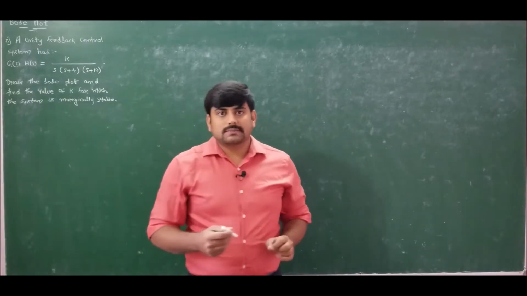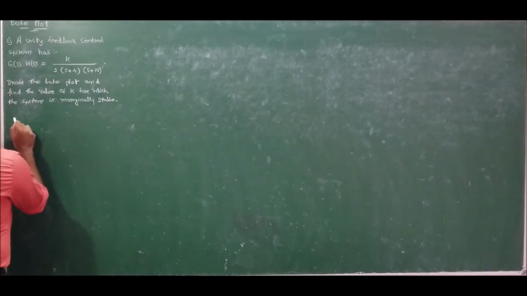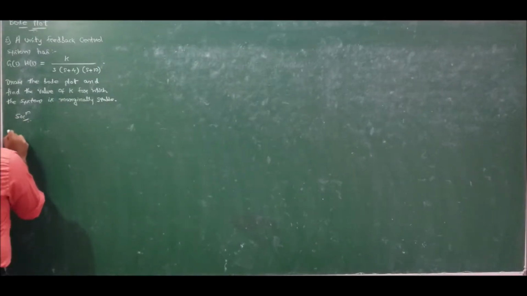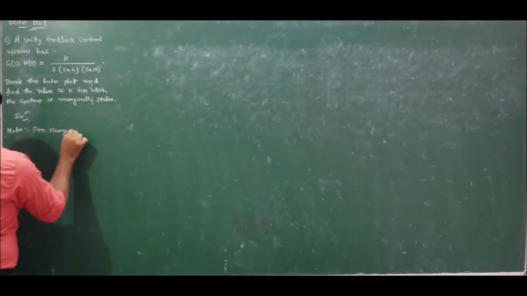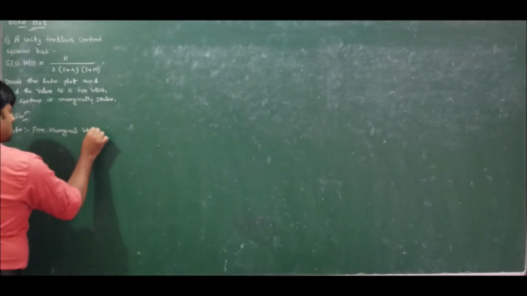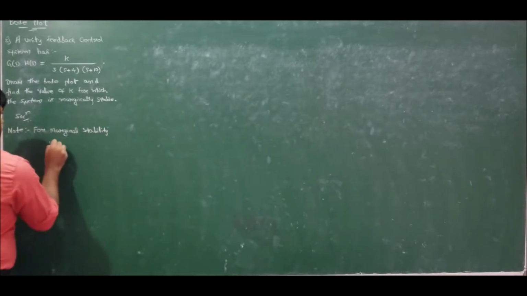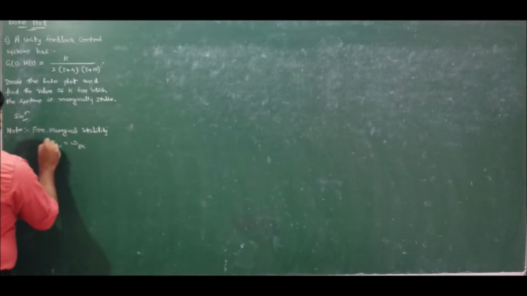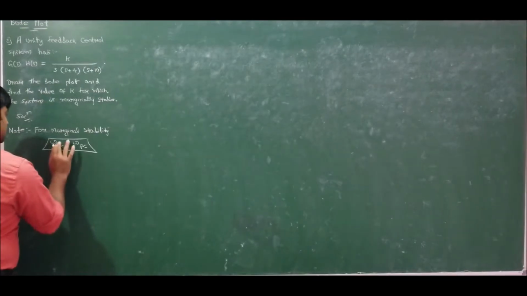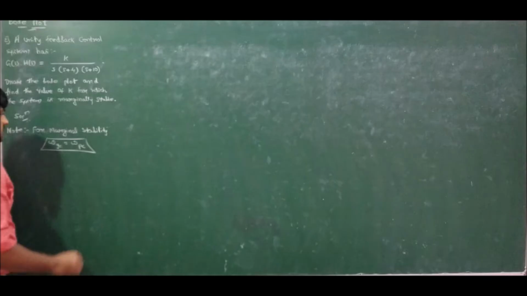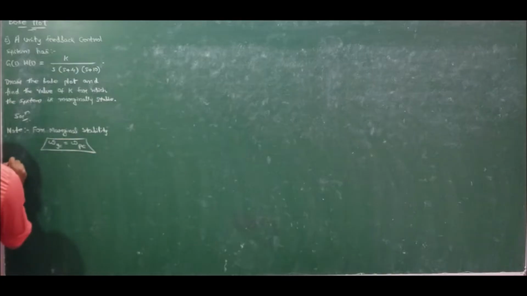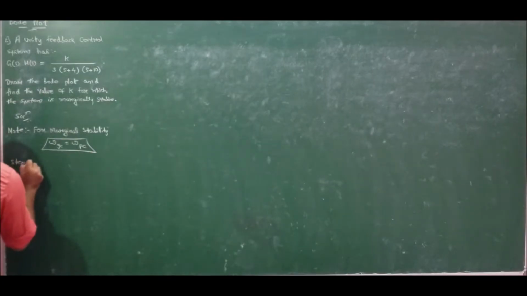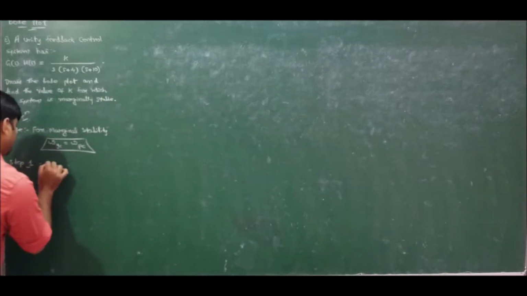Let us quickly solve this problem. If I move to the solution, you should make a note that for marginal stability, gain crossover frequency must be equal to phase crossover frequency. Keep this in mind: omega gc must be equal to omega pc. Now in step 1, as usual, write the given function in its standard time constant form.